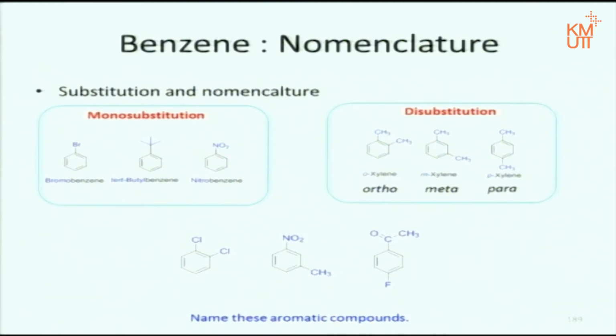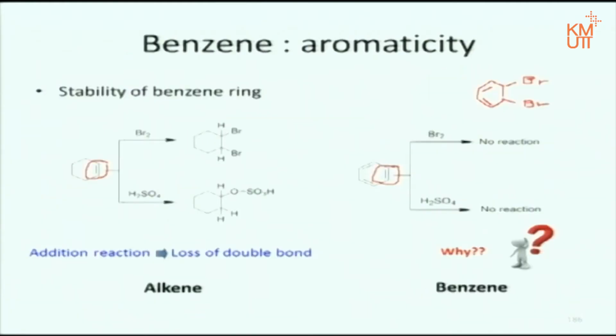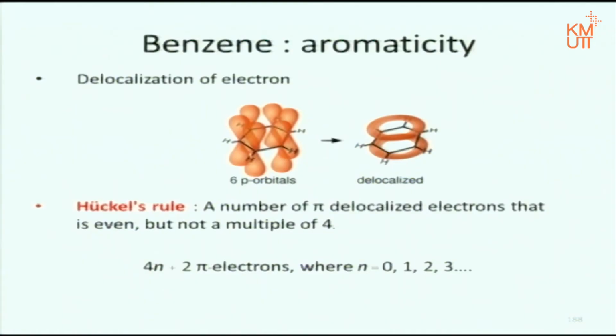So what is the name? This group is nitro. Nitrotoluene. What is the position? Ortho, meta, para. This one is meta nitrotoluene. Toluene is this one, this is toluene. If you don't like toluene, you can use methyl benzene, nitromethylbenzene.